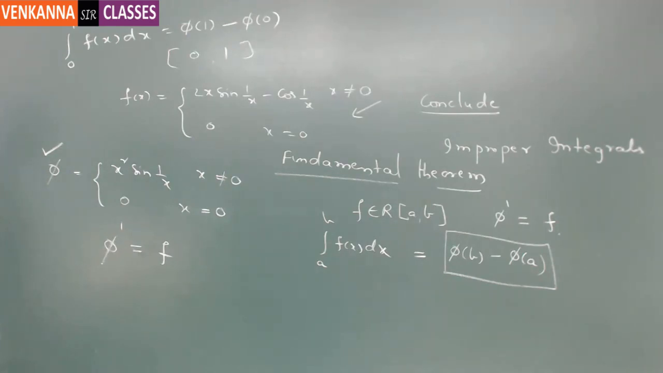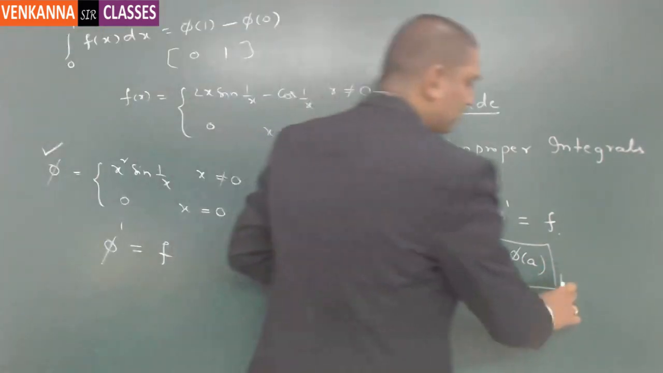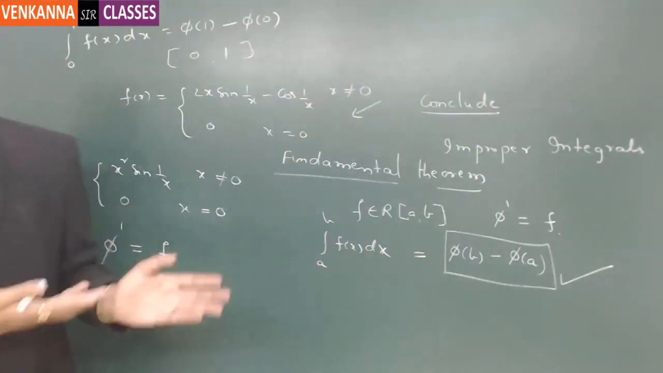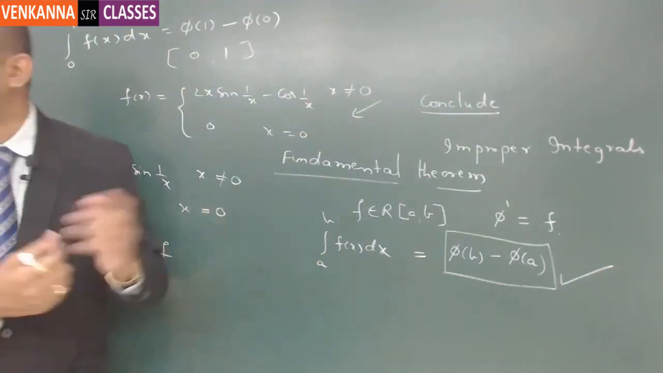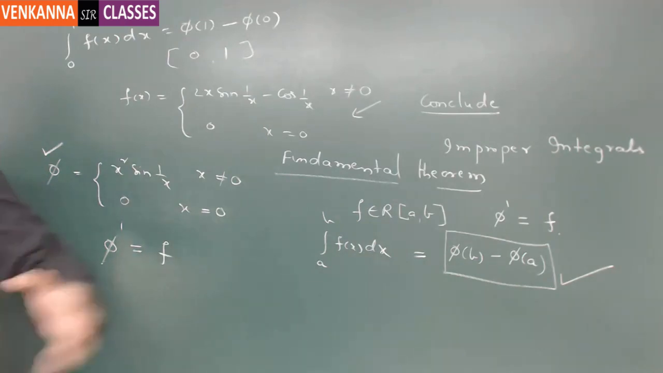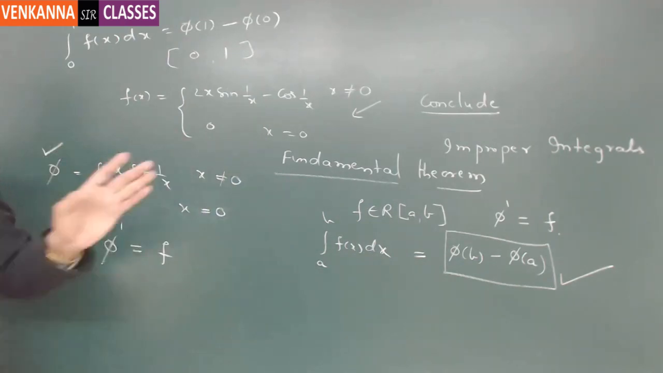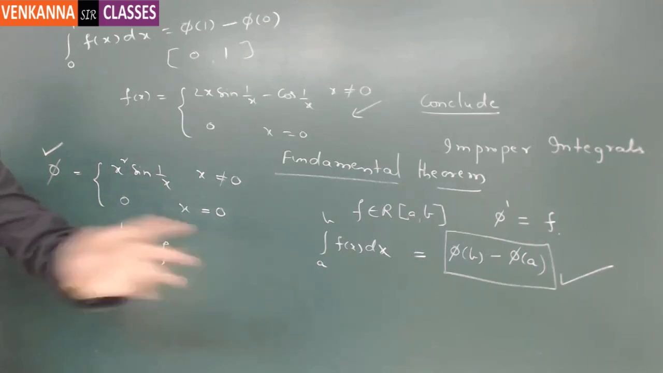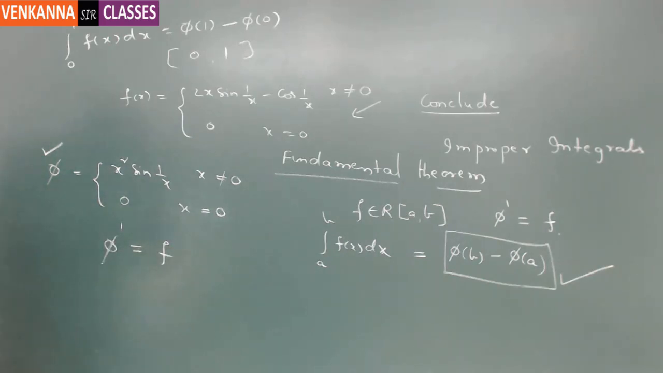It is also to be understood that for each function we cannot find a primitive. Whenever a primitive or antiderivative exists, in such cases we make use of the fundamental theorem. If a primitive does not exist, how to evaluate the integration is a different issue. So the fundamental theorem is useful whenever a primitive exists. Even though the primitive is not continuous, we can make use of the property. Clear to all? Any more doubts?